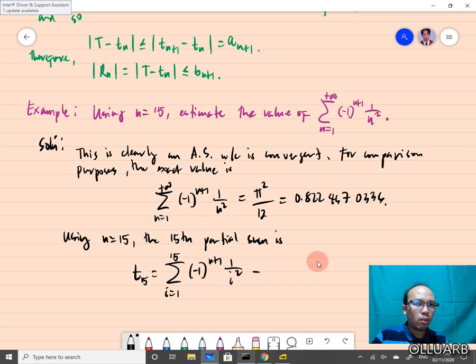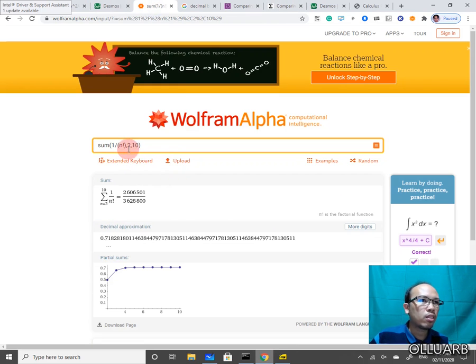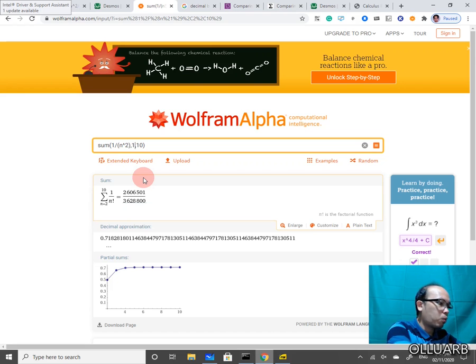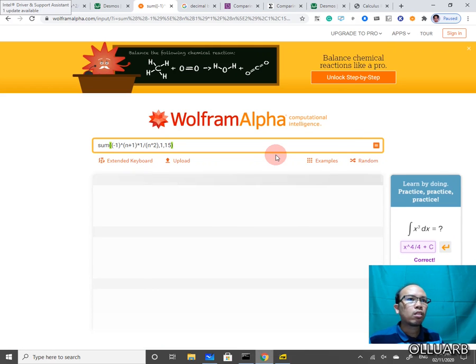Which is equal to, if we use our Wolfram Mathematica, 1 over n squared starting from 1 to 15, and then we should have negative 1 to the n plus 1 times that. Okay, so let's evaluate and wait.